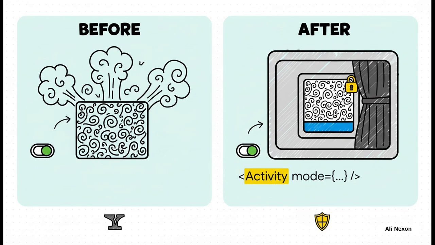But the solution is just beautifully simple. The old way, we'd use some conditional logic to show or hide a component. The new way, you just wrap it in this Activity component and toggle a mode prop between visible and hidden. It's such a tiny change in your code, but it makes a massive difference for the user experience.